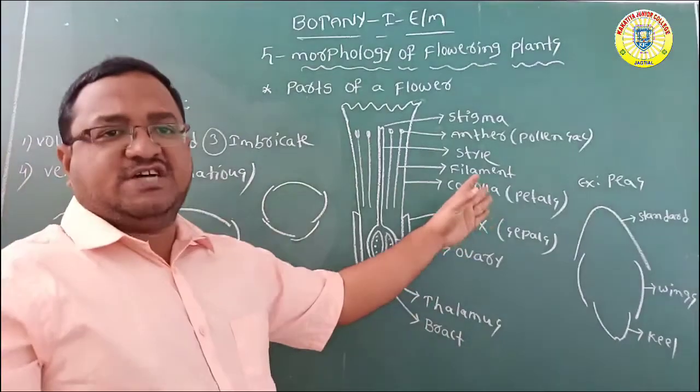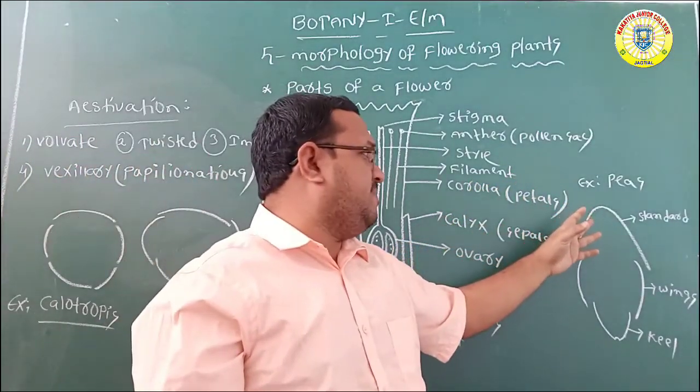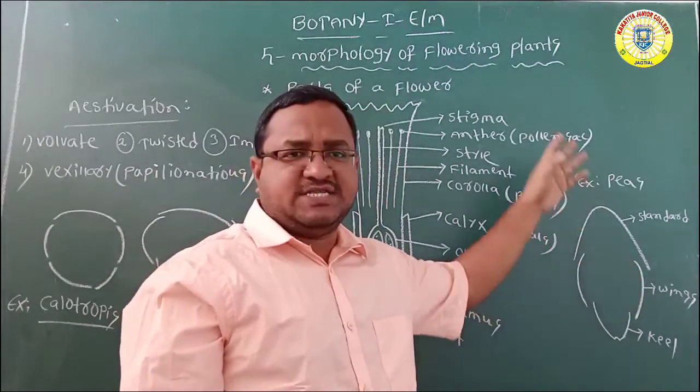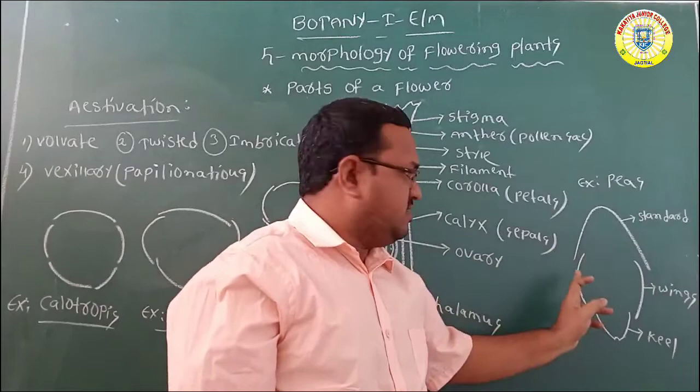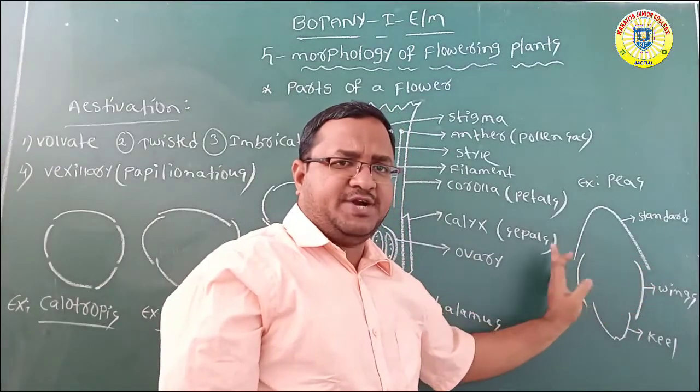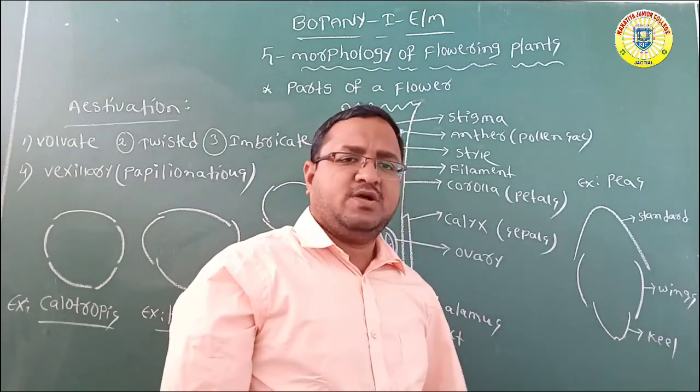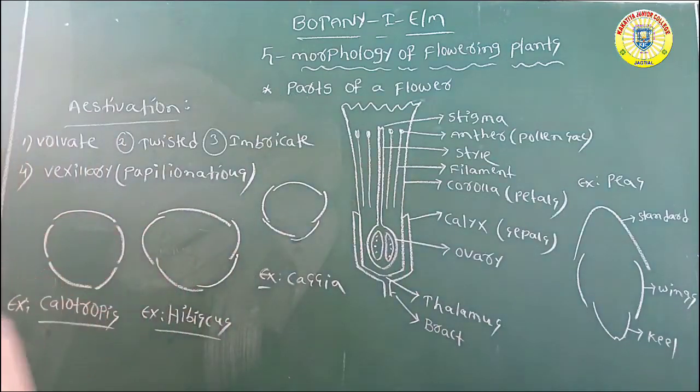The last one, vexillary aestivation, is also called papilionaceous aestivation. Best example: peas or beans. The largest petal overlaps the lateral two, which overlap the smallest two. So this is the vexillary with examples.